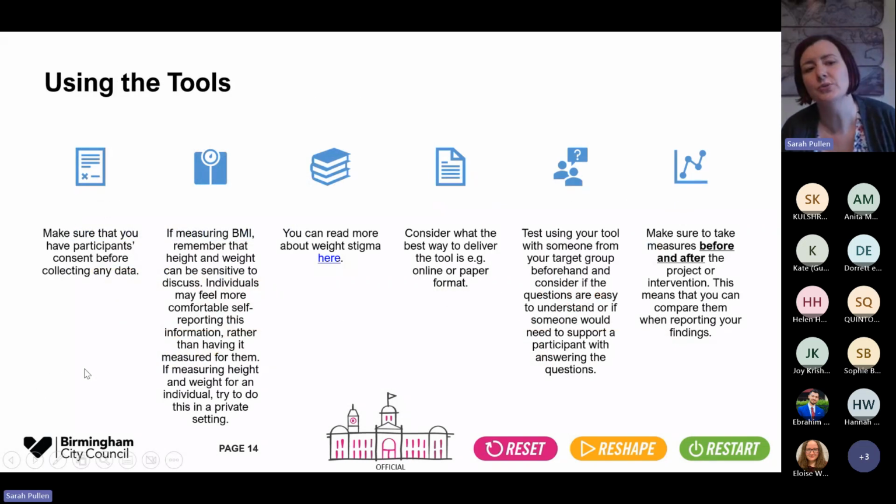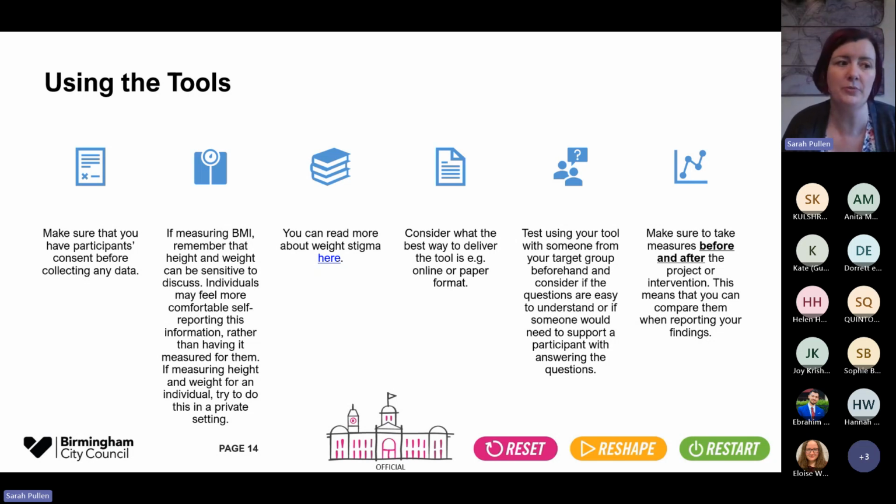When you go about using tools, it's really important to make sure that you have participants' consent before collecting any data at all. They have to be aware of what you're doing and why, and you need to be really transparent about the purpose. The other key thing is letting people know why you're asking the questions and why you're using the tools you are, because if somebody doesn't understand why you're asking, they might not bother filling it out.